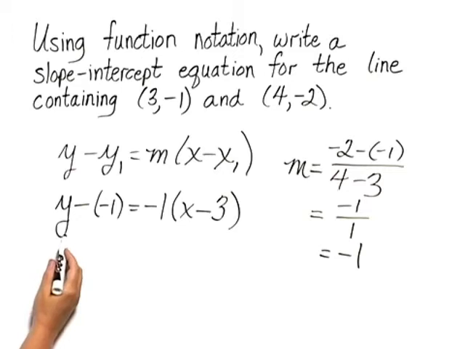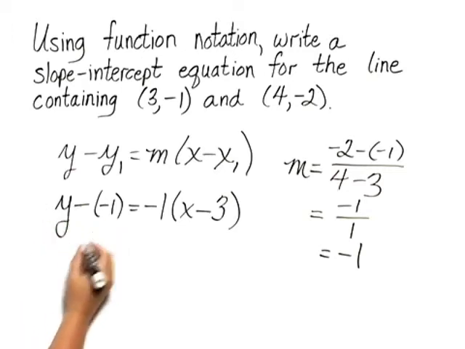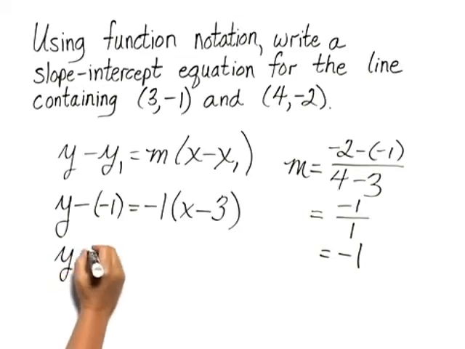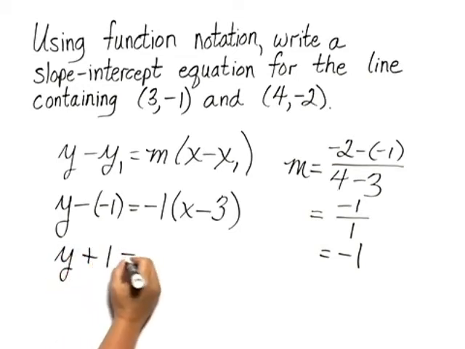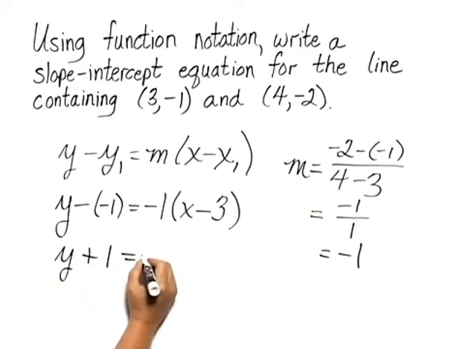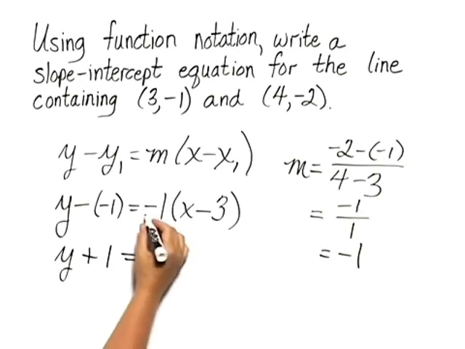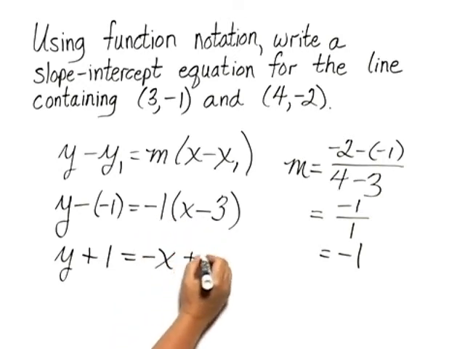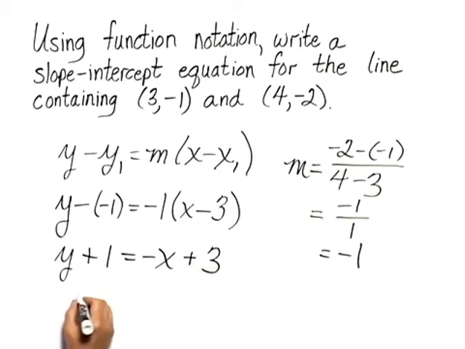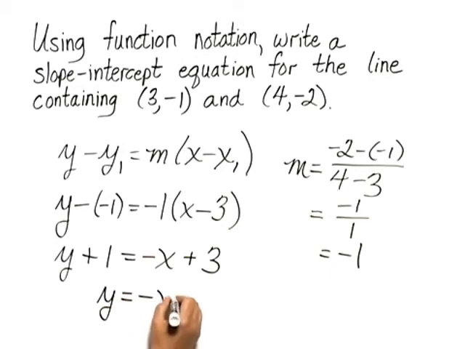We need to solve for y next. So let's simplify. We have y minus -1, so let's write that as y plus 1 equals -1 times x. -1 times -3 would be plus 3. Subtracting 1 from both sides, we have y equals the opposite of x plus 2.